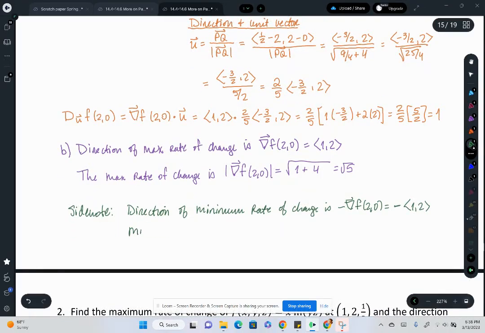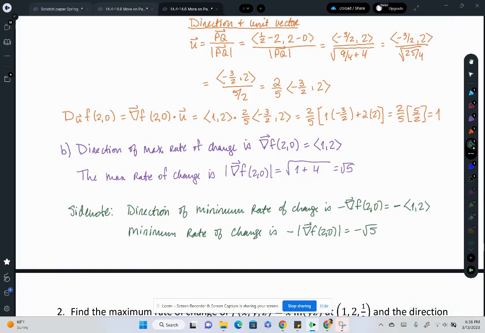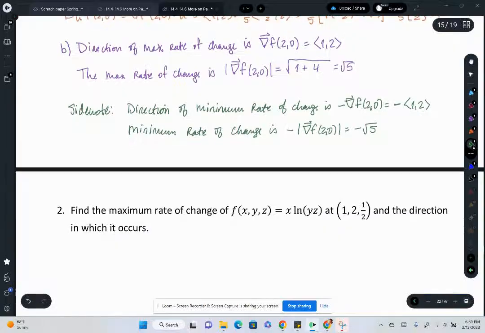And then the minimum rate of change is the negative of the magnitude of the gradient of f at (2, 0), which just means it's negative root 5. And that's it. So if you're asked a question about minimums or steepest descent, that's another way to say that, then we're talking about the negative of the vector and the negative of its magnitude for the direction and the actual rate of change respectively. Okay? All right, next problem.